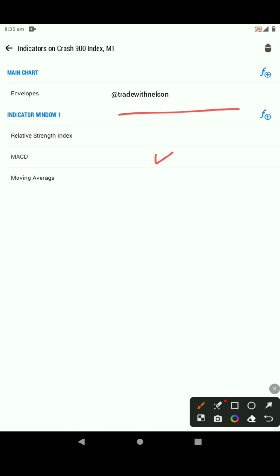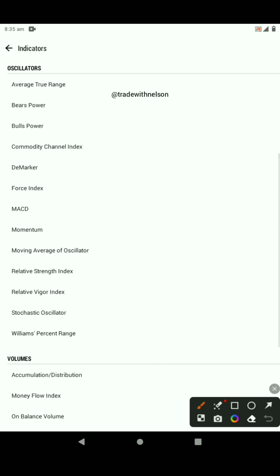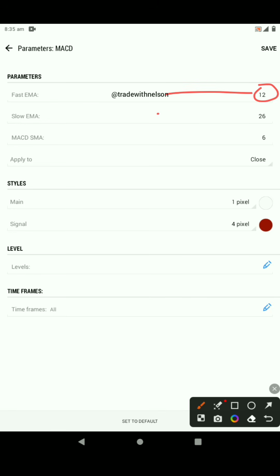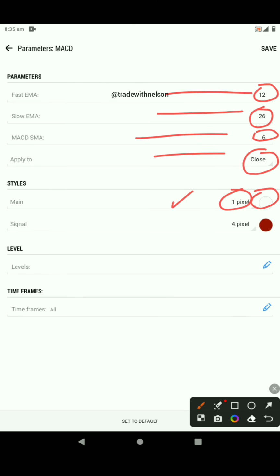For the MACD, click on the F icon on indicators Windows 1, scroll down a bit, MACD, click on that. Make your fast EMA 12, slow EMA 26, MACD SMA 6, apply to close. For the style, make it 1 pixel and select the color of your background. For the signal style, make it 4 pixel and select a color of your choice. After that, click on save.